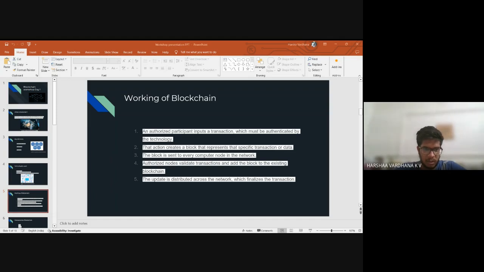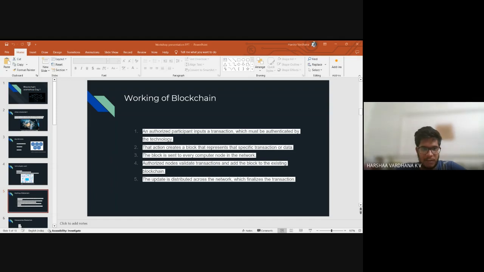Moving forward, as we can see, the block is sent to every computer node in the network. One of the main important key features of blockchain, as we already mentioned, is decentralization. How is this done? The newly created block is broadcasted or sent to every computer node in the blockchain network. In such a way, each node holds a copy of the entire blockchain, making the network decentralized, meaning there's no one central authority, right?